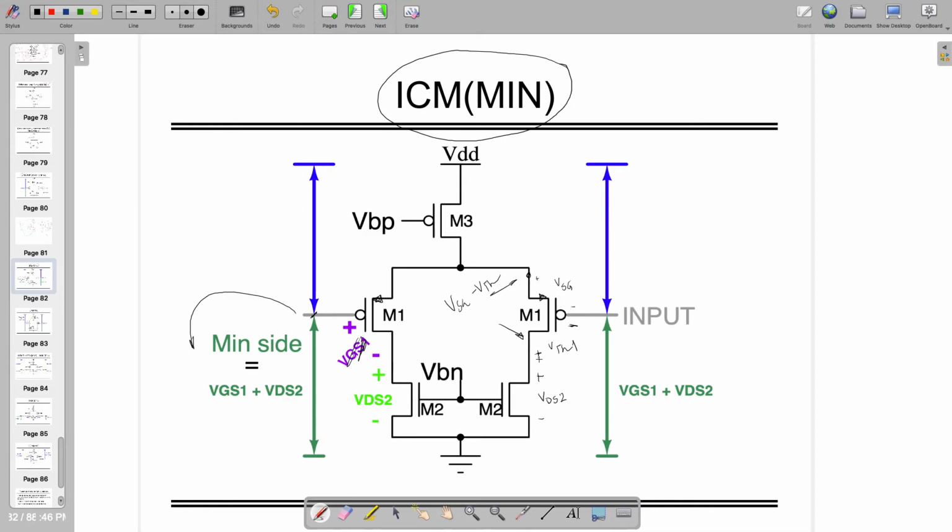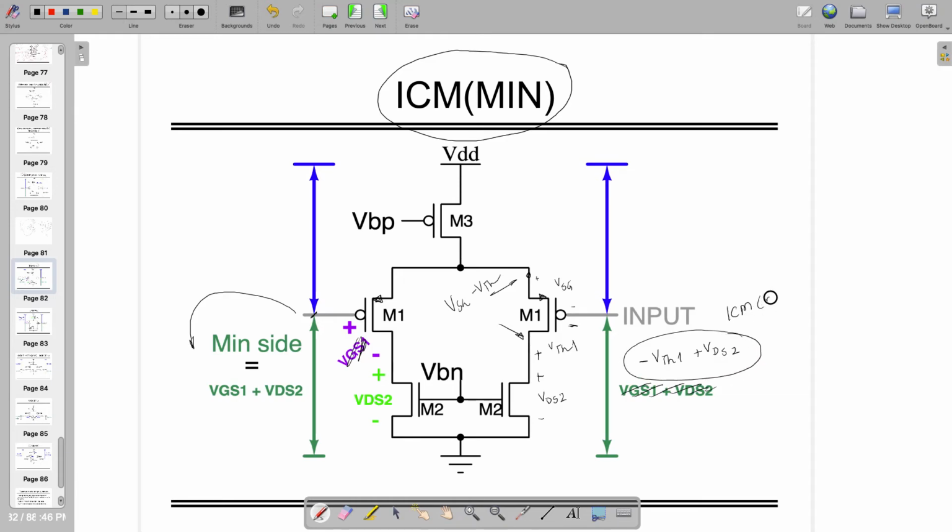So in that case, this input side is not going to be equal to this one, but it's going to be equal to VTH1 plus VDS2, right? That's the minimum side. Both sides are identical, so both sides that much voltage is required. Notably, VDS2 is nothing but some value which is more than 250 millivolt, and VTH is a technology dependent thing.